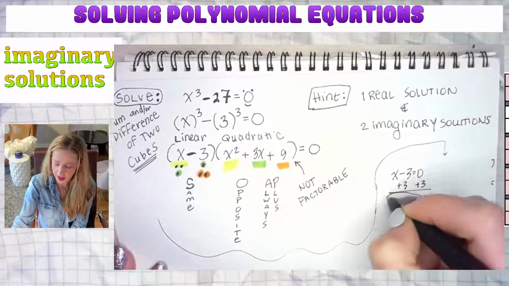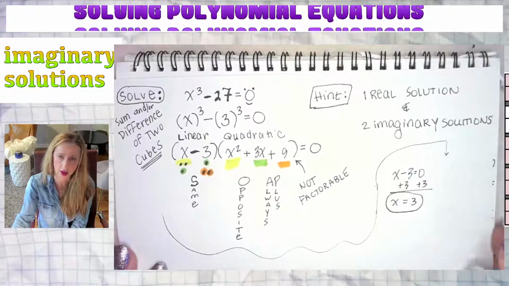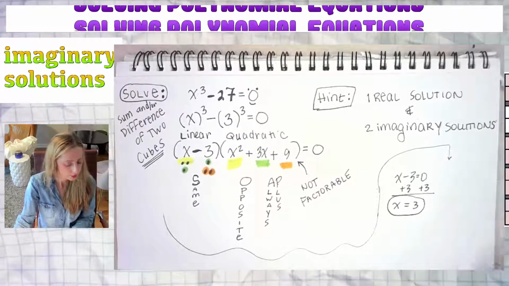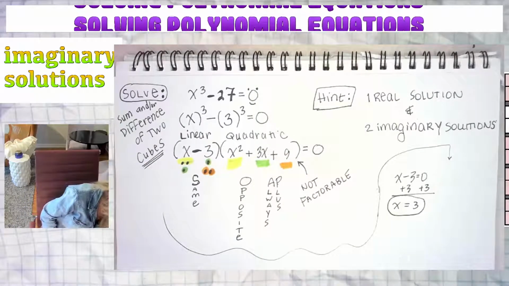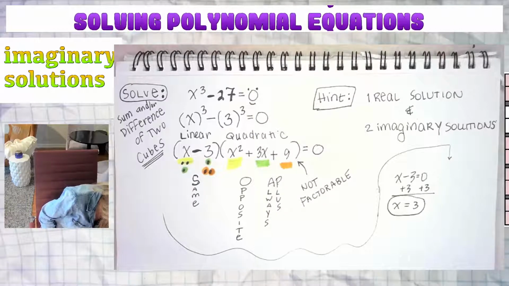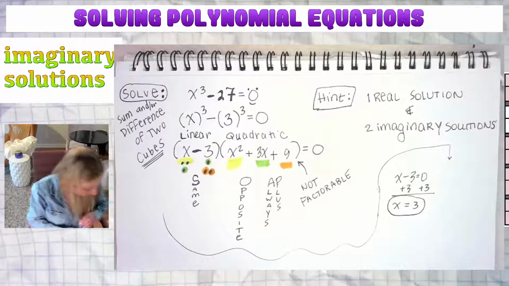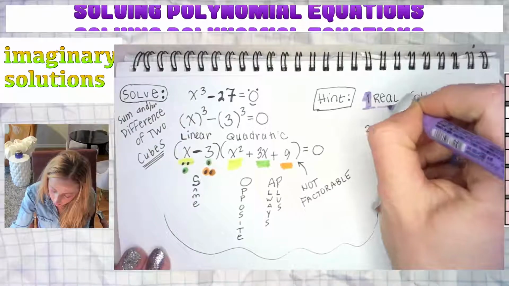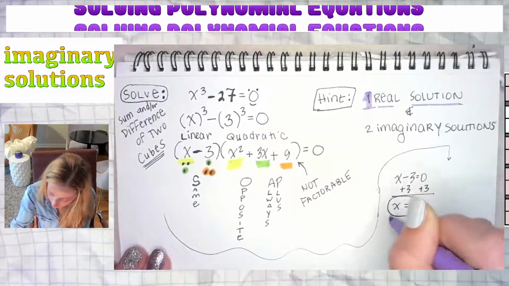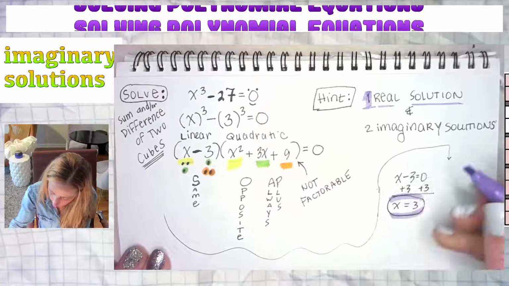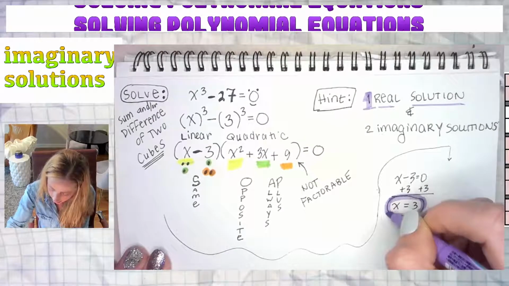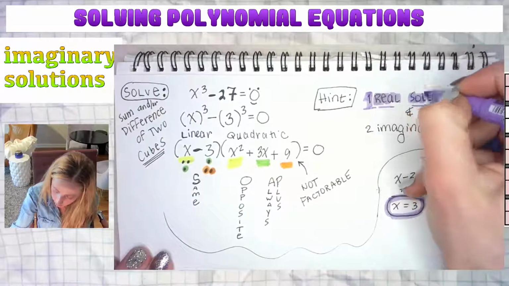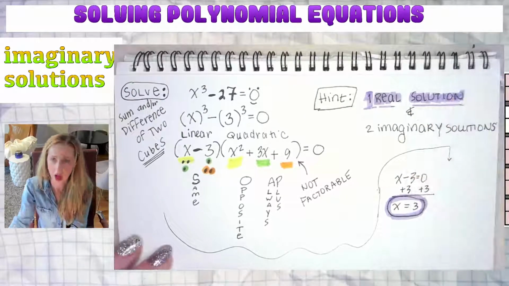What kind of answer is that? Is x equals 3 a real answer? Is that an imaginary answer? How many answers did I just find? It's one real solution. Good. So that right there is one real solution, just x equals 3. There's no i attached to that. That's not imaginary. So one real solution. And that was part of our hint. We should have gotten one real solution.